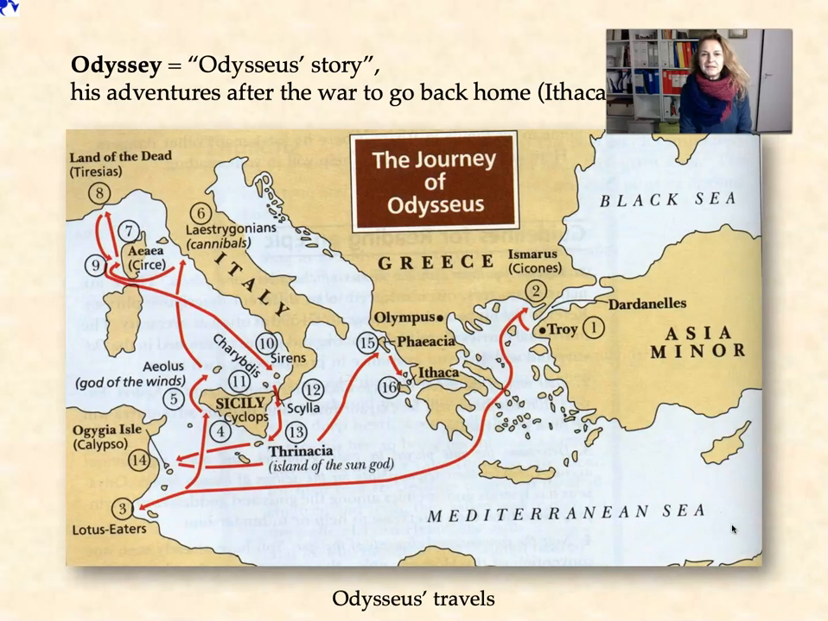So Odyssey means Odysseus' story. So his adventures after the war to go back home. His home is the island of Ithaca, as you can see in the map here. And here you can see the whole journey with all the stops that he did. So this journey was a long journey, taking 10 years at the end.